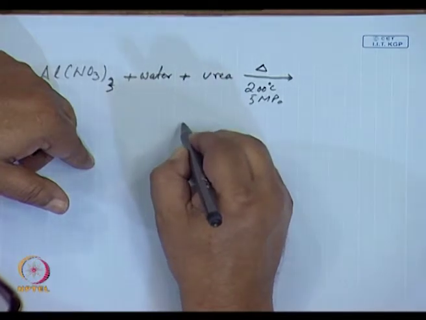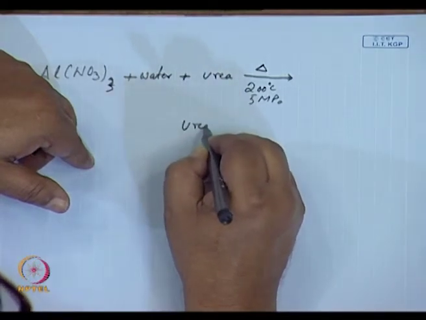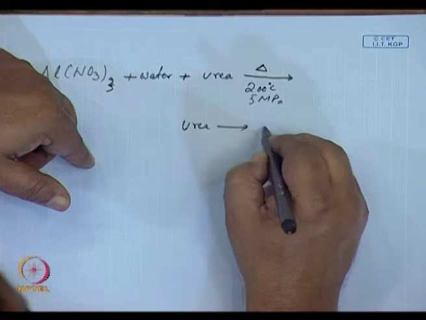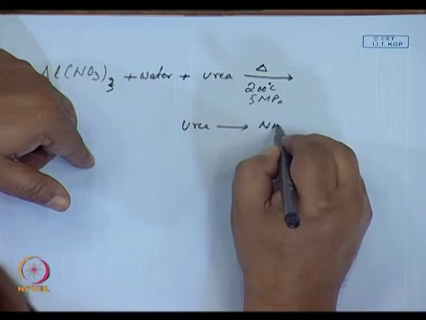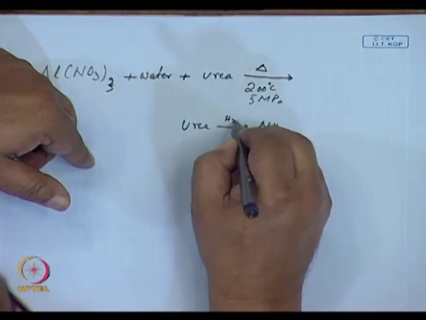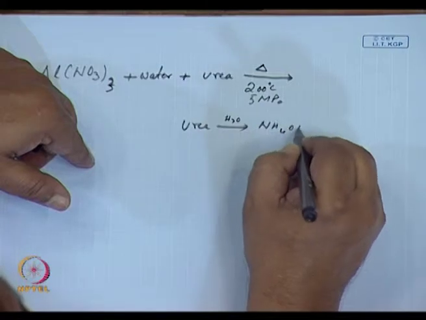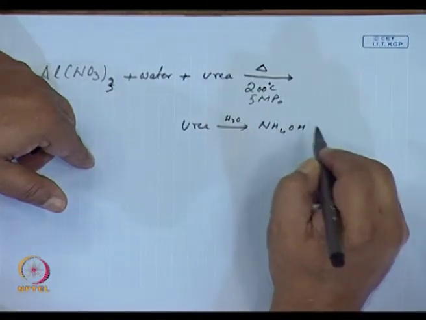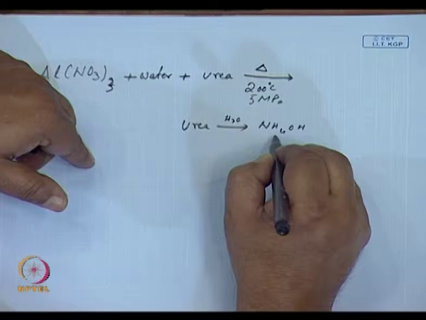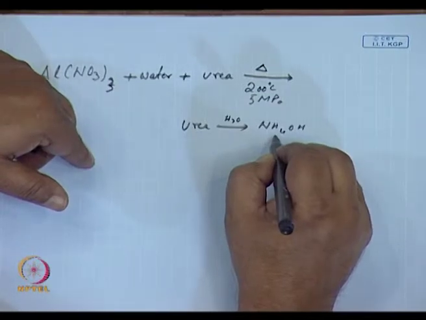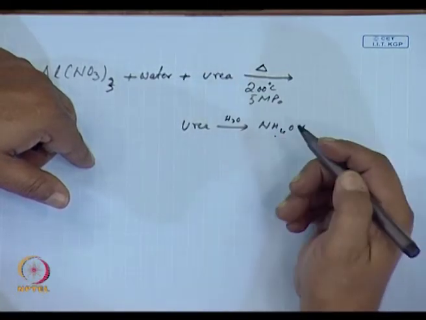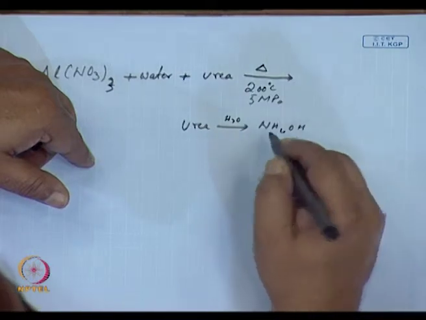First, the urea would dissociate, in presence of water, to give you NH4OH. Now, this is a very slow process. The urea would hydrolyze in water to give you NH4OH.